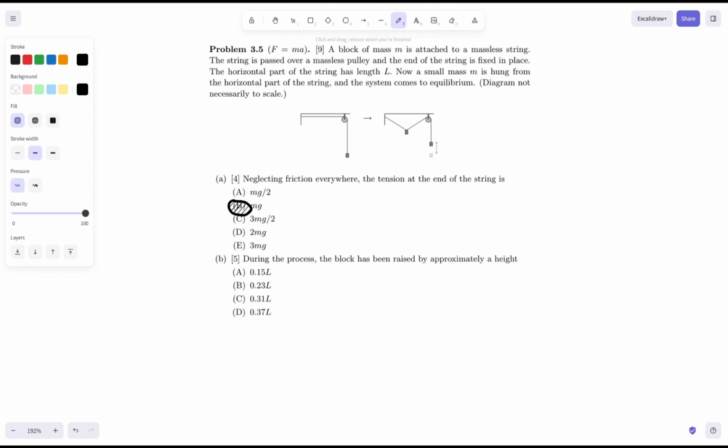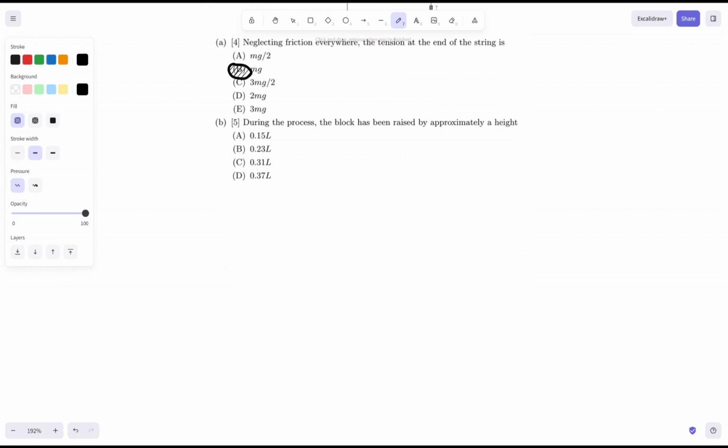During the process, the block has been raised by approximately a height of blank. Okay, so this is where a really nice trick that I think I've talked about before comes in. Basically, the trick is to use different scenarios, not different frames of reference in this situation. We'll get to a problem with frames of reference later, but different situations can give you different equations. That's a lot of yapping, so I'll just show you how to do that.